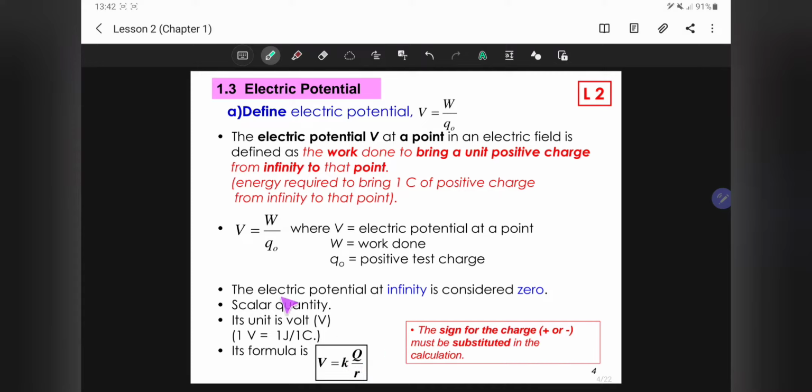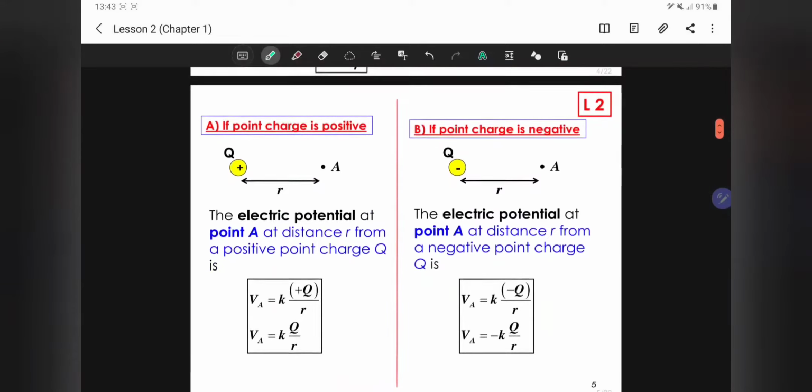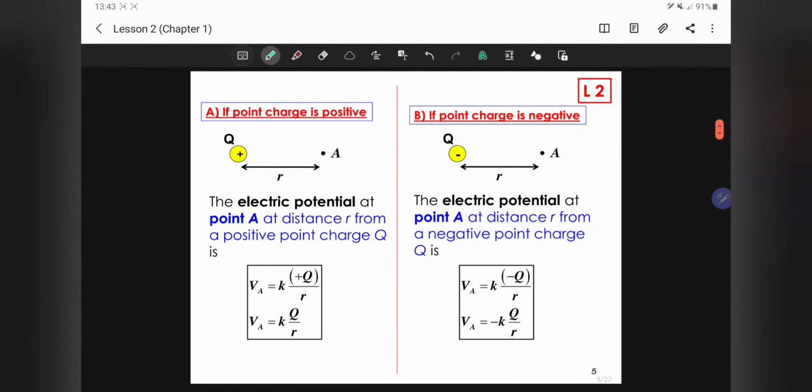As a reminder, under scalar quantity we don't have any direction, so the sign of the charge given here can be positive or negative, isn't it? So it must be substituted in the calculation. For example, with a negative charge, Q here should be negative, so you will get negative potential. Why? Because we are discussing a scalar quantity, so we don't have any direction. Getting negative shows that the value is really small. So from here we may simplify that the potential can be positive, it can be negative.